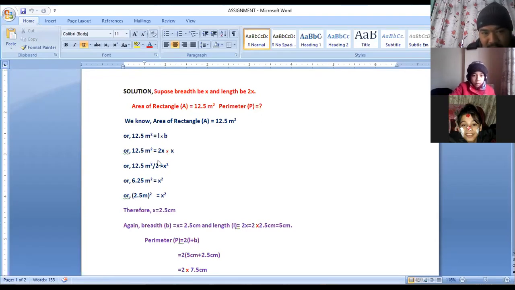2x into x will be 2x square, and the 2 goes here to divide. You will get 6.25 when you divide 12.5 by 2. Then 6.25 is the square of 2.5 meter. The whole square and x square cancel, then x equals 2.5. Here must be meter.